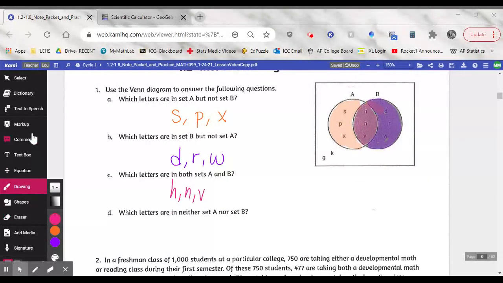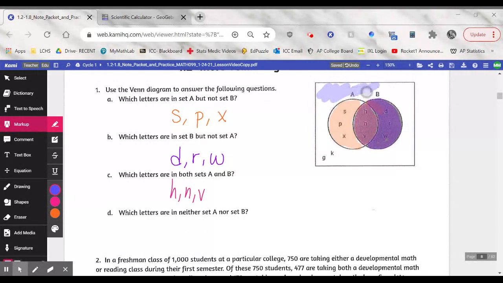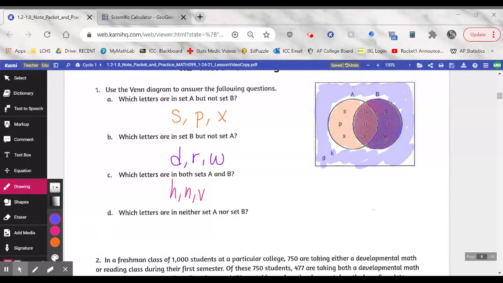And then the last question says which letters are in neither set A nor set B. So that would be any that are in the blue area on the outside. So that would be G and K. Just be careful, the A and B here are to label set A and set B. So G and K. I'm going to also have us answer 2 other questions. So I'm going to have us answer parts E and F with this one.